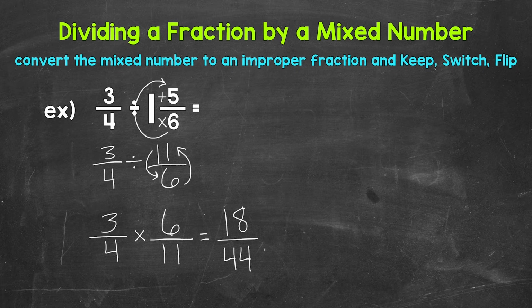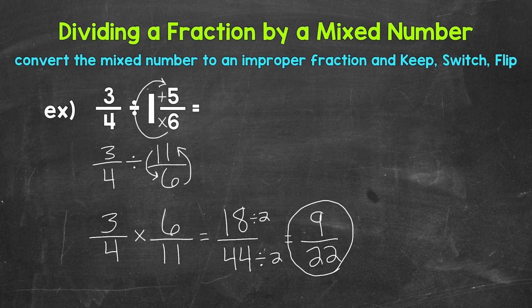We have a common factor other than 1 between 18 and 44. We have a greatest common factor of 2. So let's divide 18 by 2 and 44 by 2. 18 divided by 2 is 9. 44 divided by 2 is 22. So we end up with 9/22, or 9 over 22. The only common factor between 9 and 22 is 1, so this is in simplest form, and we are done.